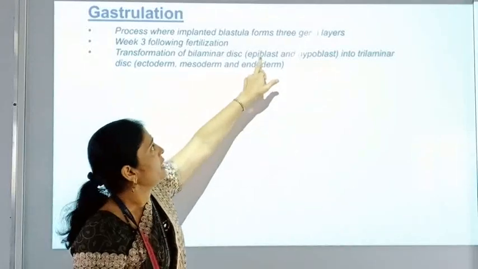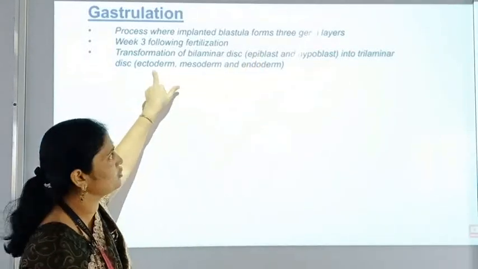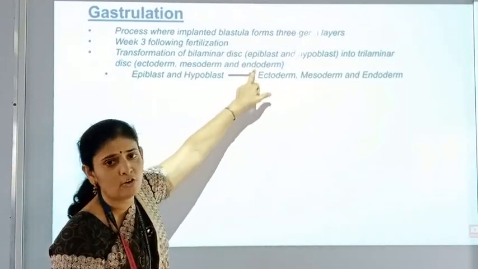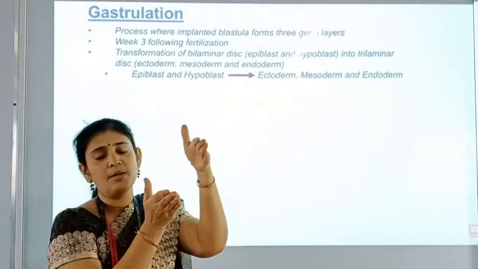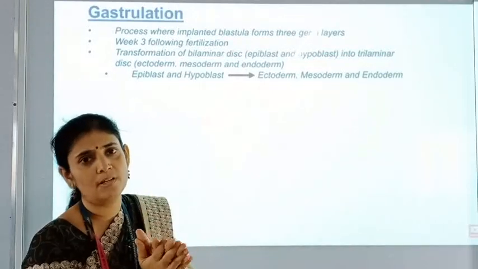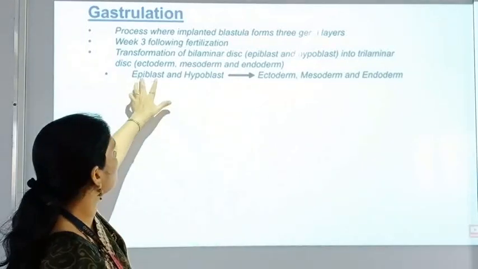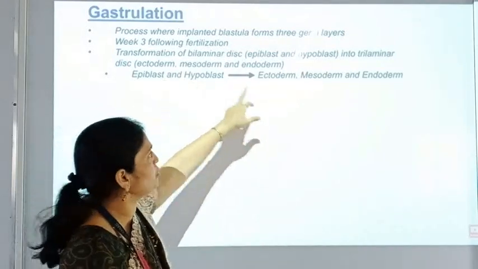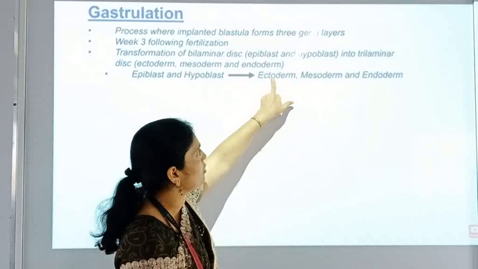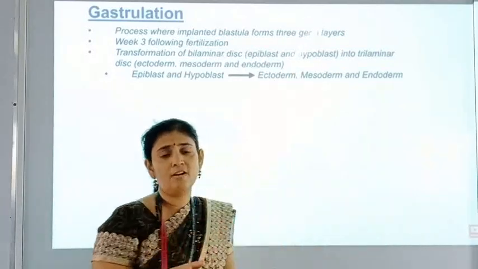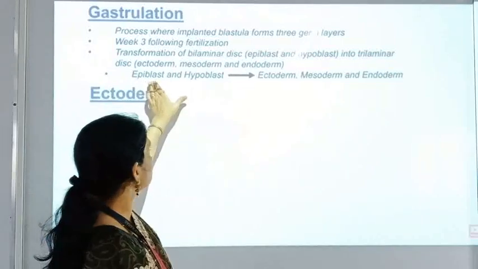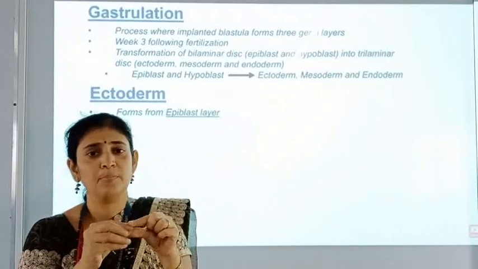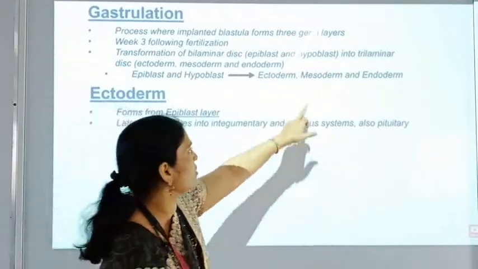As we have seen, the epiblast is responsible for the formation of ectoderm, the hypoblast is responsible for the formation of endoderm, and then between the epiblast and hypoblast the primitive streak is formed, due to which mesoderm is formed. So here the epiblast and hypoblast, the bilaminar disc, is converted into the trilaminar disc: ectoderm, mesoderm and endoderm.